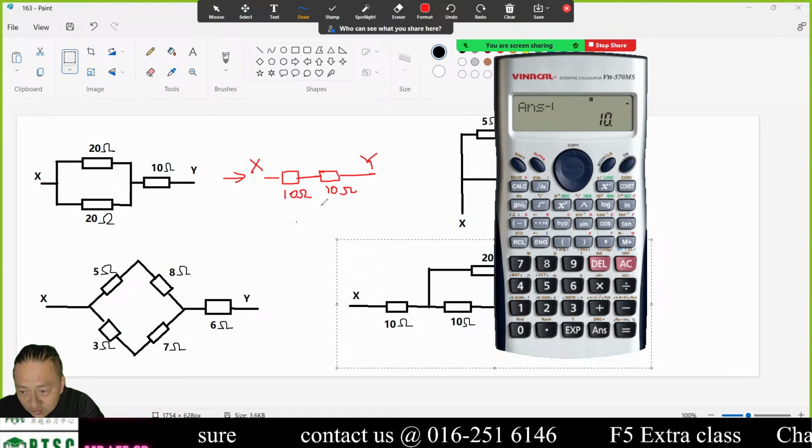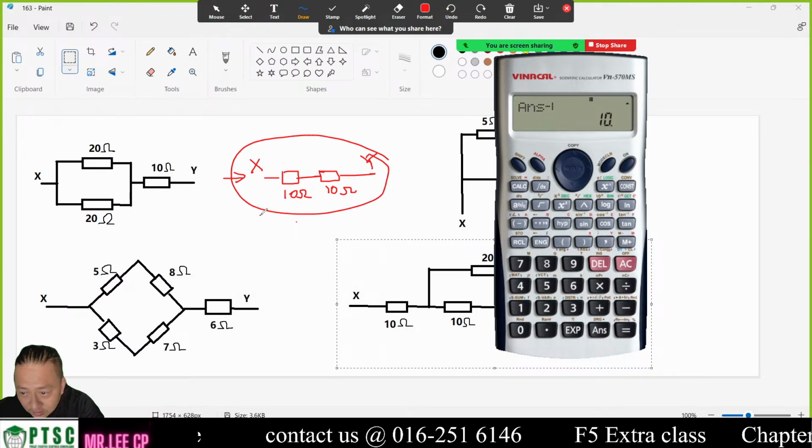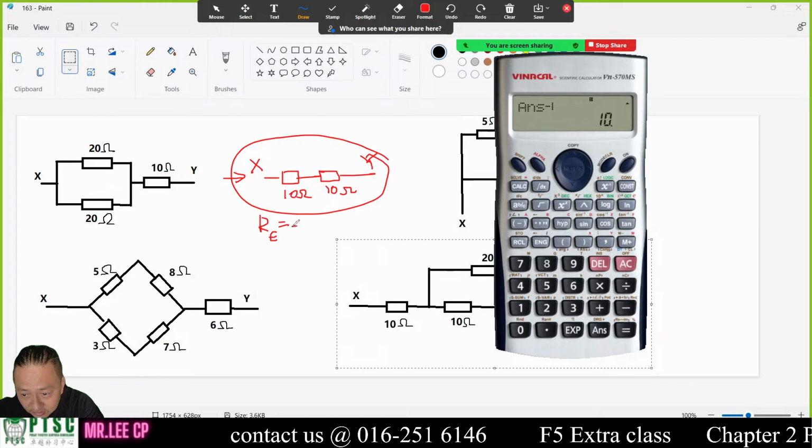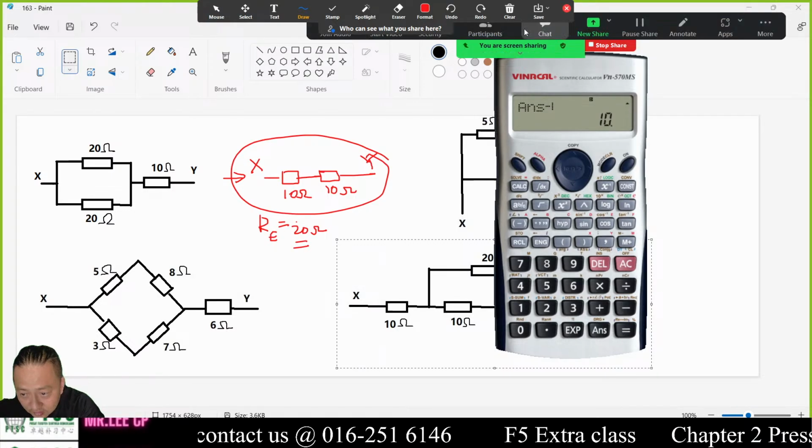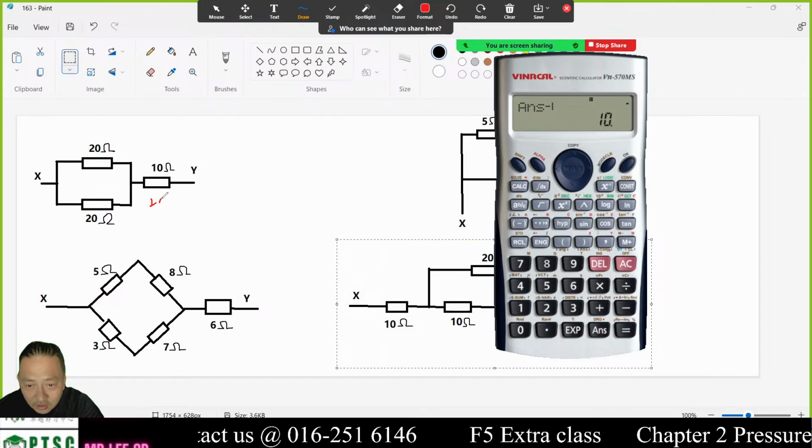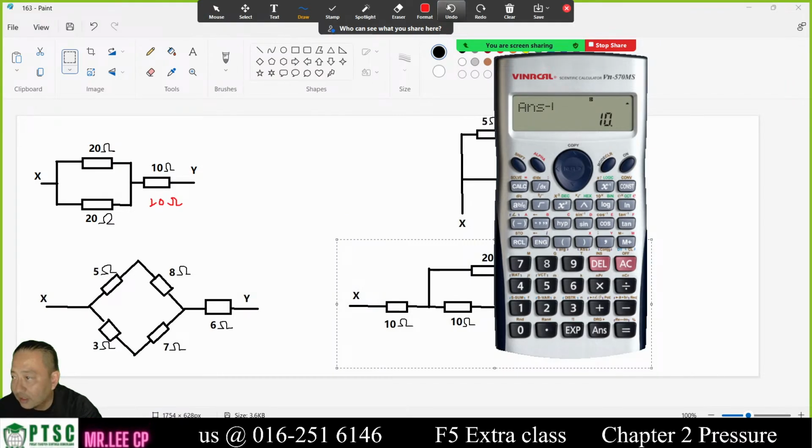Now this one is in series already. When series, you just add it. So the effective resistance is 20 ohm. Very good. Next question.